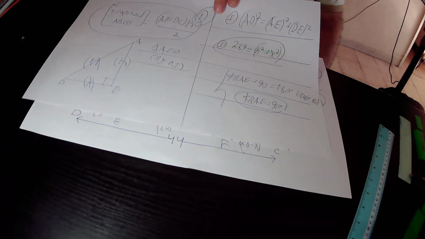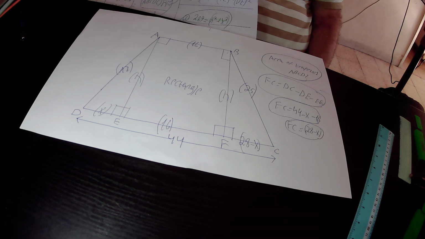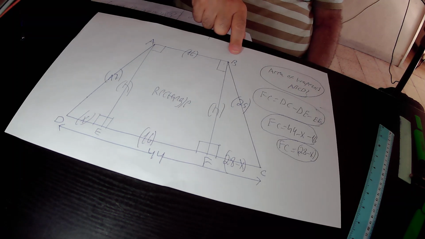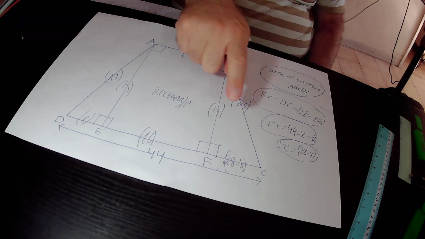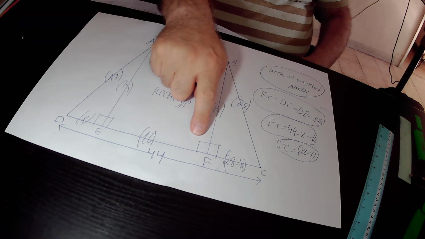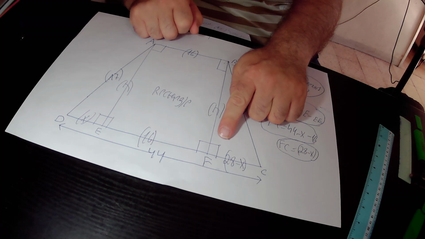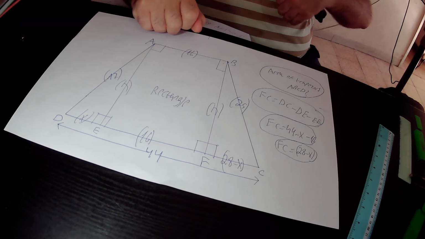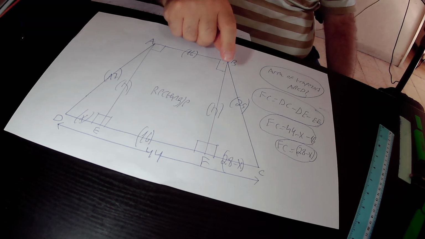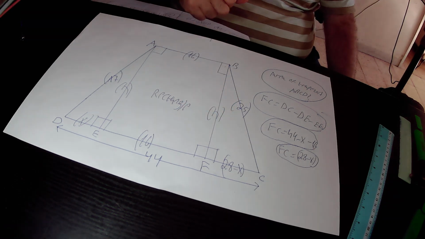In the next step, we did another construction. That is to say, from this point B, we go perpendicular on DC. So this angle equals 90 degrees, and this angle also equals 90 degrees according to our construction. We define the point where the perpendicular from point B meets DC as point F.